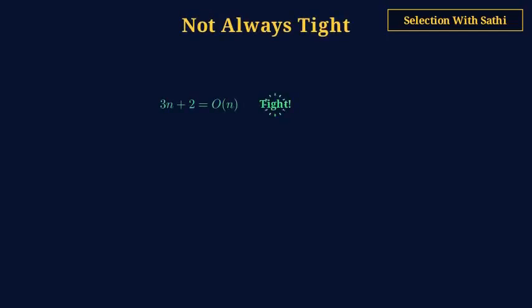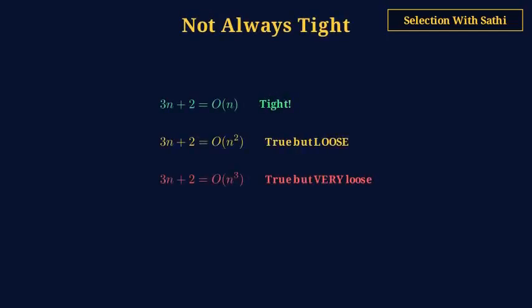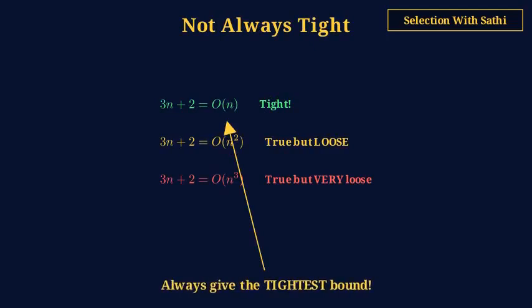Here is a very important point that exam setters love to test. Big O does not necessarily give you a tight bound. Take 3n plus 2 again. We showed it is big O of n, and that is a nice tight bound. But 3n plus 2 is also big O of n squared. Is that true? Yes. 3n plus 2 is certainly less than n squared for large n.